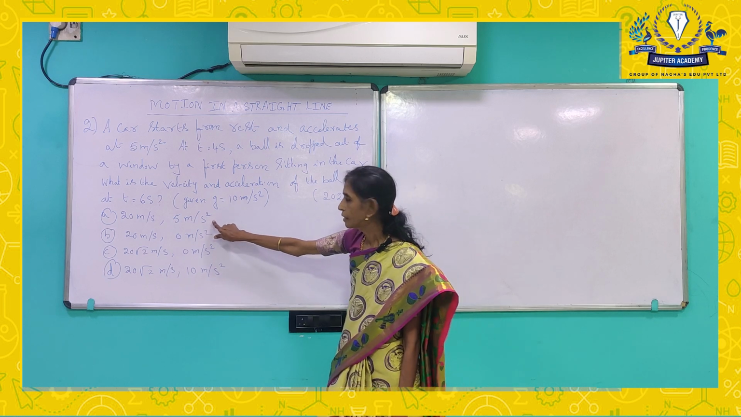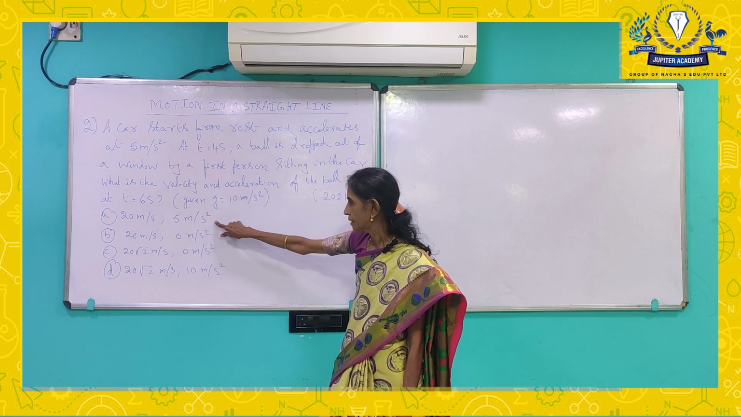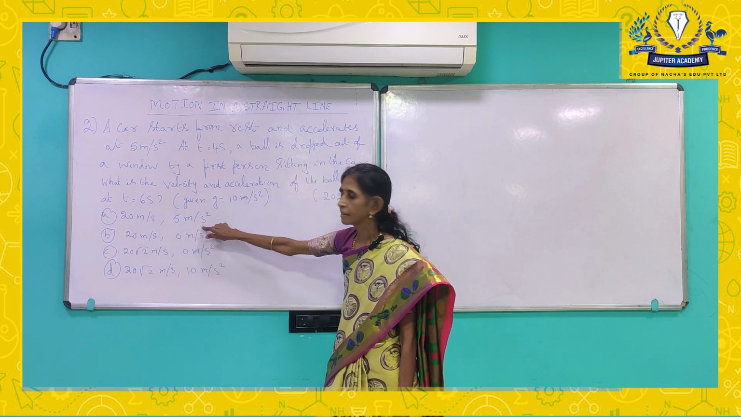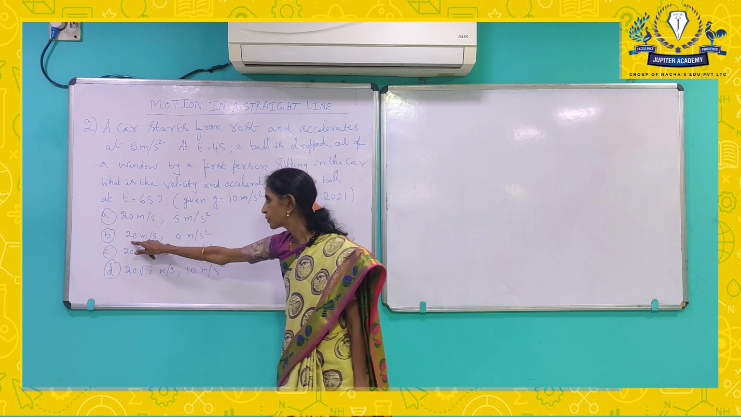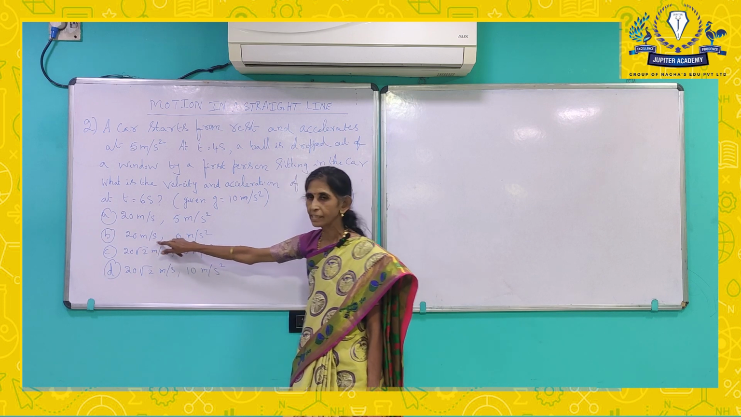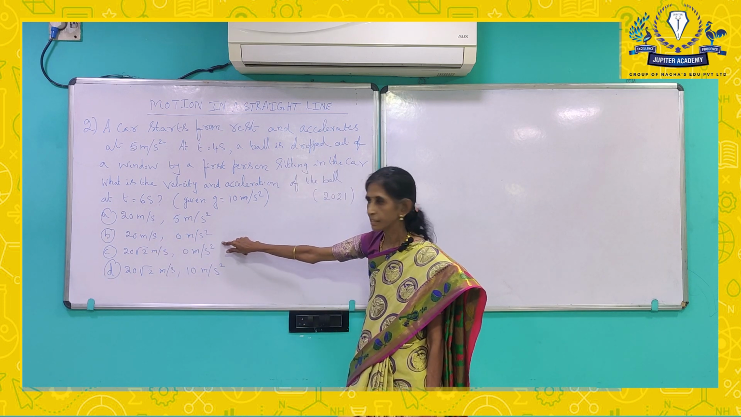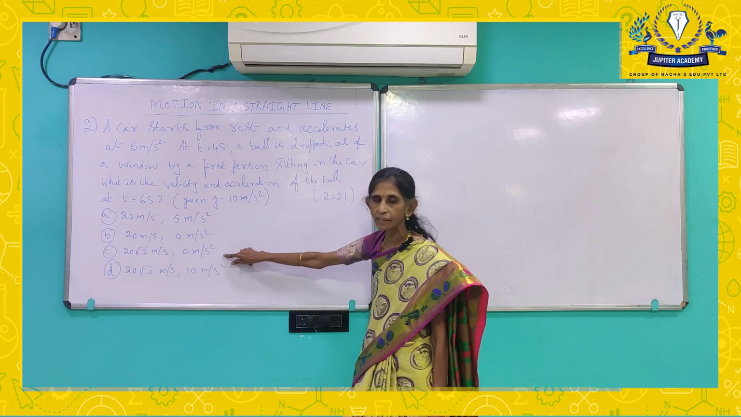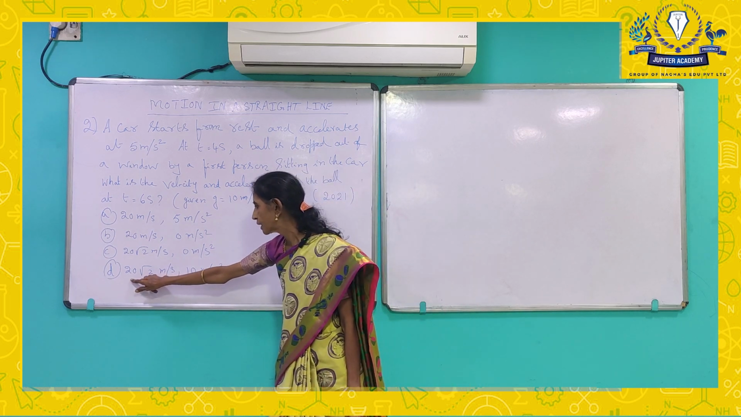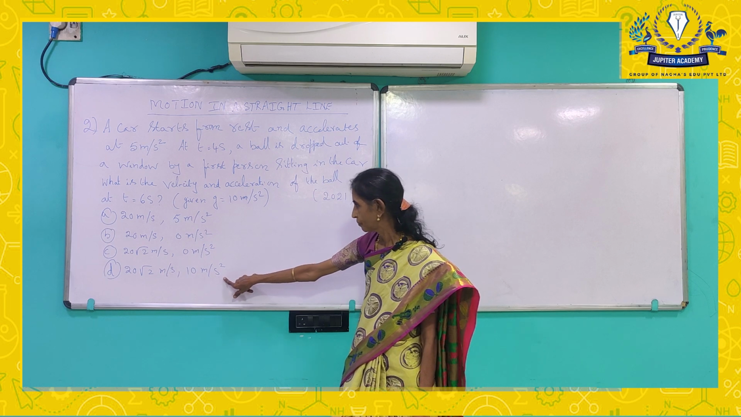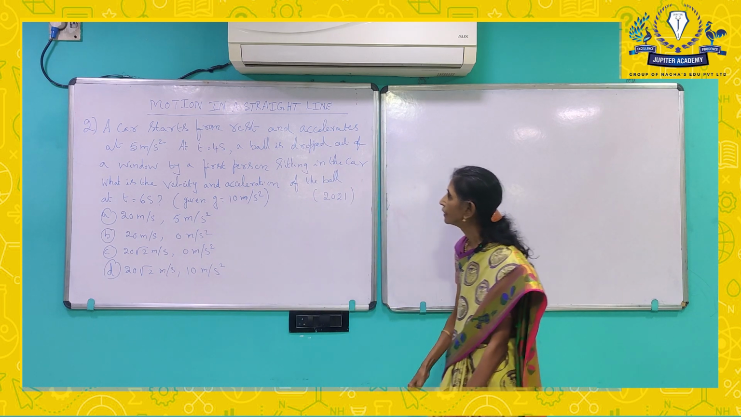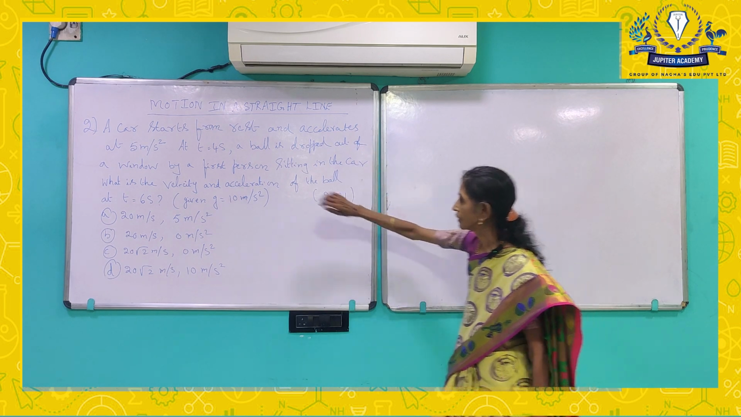The options given are: A, 20 m/s, this is velocity, and this is acceleration, 5 m/s square; option B, 20 m/s and 0 m/s square; option C, 20 root 2 m/s, 0 m/s square; and option D, 20 root 2 m/s, 10 m/s square. So these are the options given. So let us understand the question.